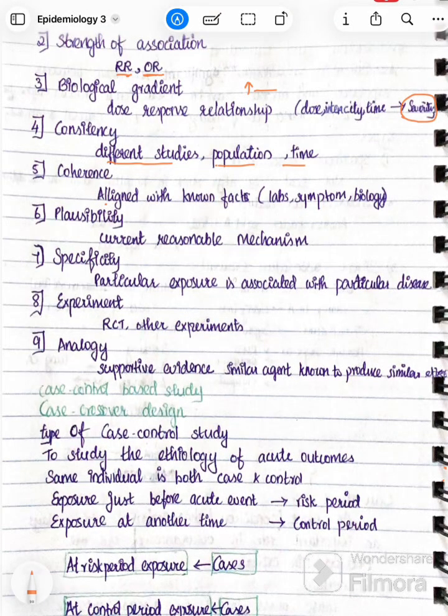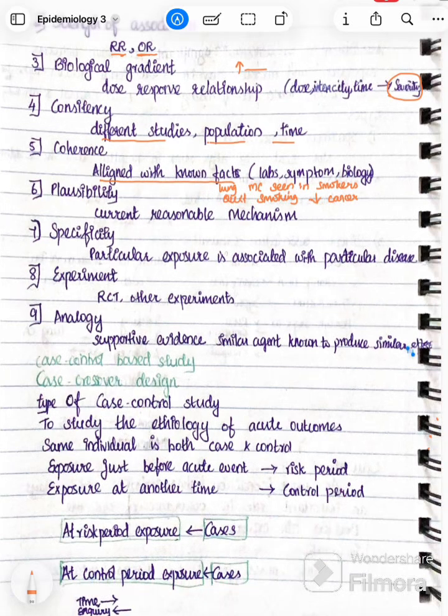Now, coherence: our study should align with the known facts. For example, smoking and lung cancer. A known fact is that lung cancer is most commonly seen in smokers. Other facts are that quitting smoking causes a reduction in the incidence of cancer, and that more squamous cell carcinoma is seen in smokers. These are the known facts. Our study should align with the known facts.